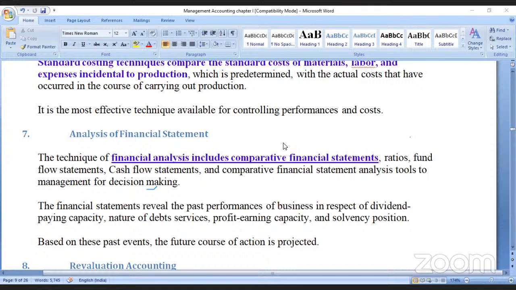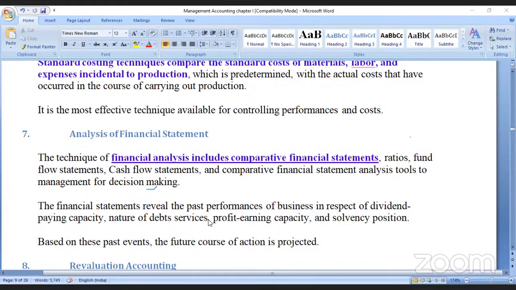So we will see all these, and here the financial statements reveal the past performance of the business with respect to dividend payout capacity. Is the company ready to pay dividends or not, according to its dividend policy? Either they want to retain the dividends or they want to pay. If they pay, cash flows out. If cash flows out, what is the impact on the company's liquidity? What is the problem in the company's liquidity? There is a link between profitability and liquidity.